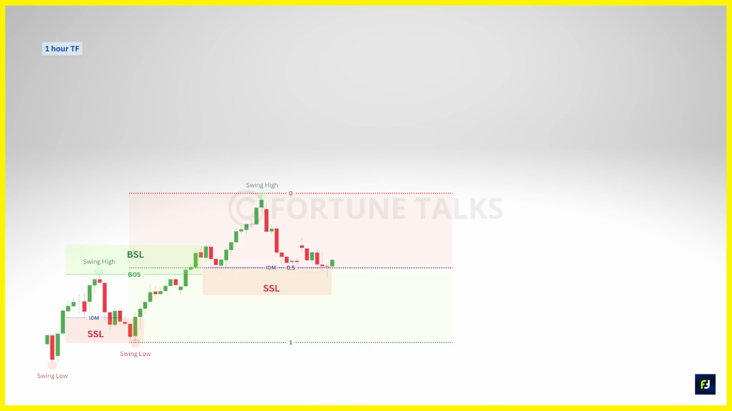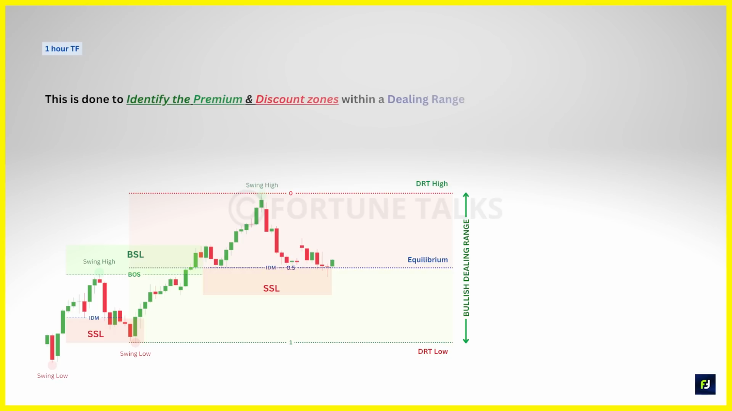So this is our bullish dealing range. The high is called the dealing range high and the low is the dealing range low, while the 50% Fib level is the equilibrium level. Now, can you tell me why we did this? This was done simply to identify the premium and discount areas within the dealing range.